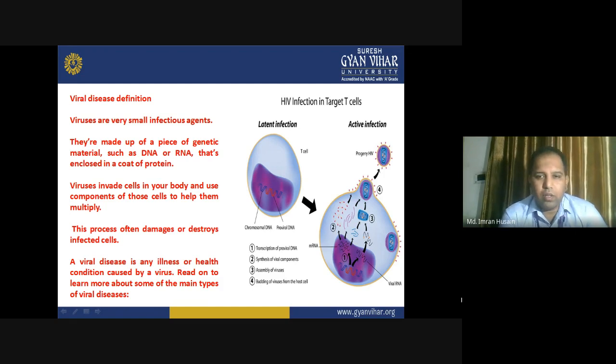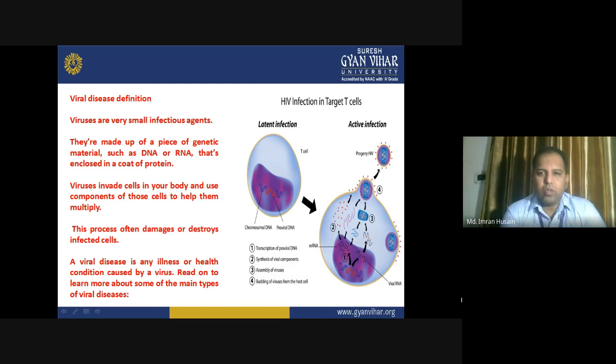The third point is the assembly of the virus. All the spare parts, all the accessories, have been produced. Now what is going to take place? These things are going to combine with each other. The fourth step is the budding of the virus from the host cell. Because of that, it reassembles and forms a perfect HIV virus and leaves the cell. Now you can see that the progeny of HIV virus leaves the cell.